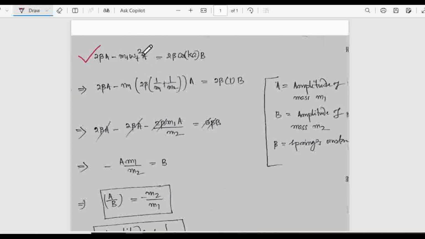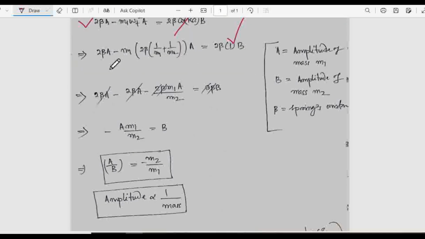If you put omega positive 0 here, and cos ka goes to 1 because k tends to 0. When k tends to 0, cos 0 equals 1, so that's why this is 1. After multiplication, this is simply simplified. If you do some calculation and simplify it, this term will cancel out because they are the same. Then you will get a by b equal to minus m2 by m1, where a and b are the amplitudes of mass m1 and m2 respectively, and beta is the spring constant.